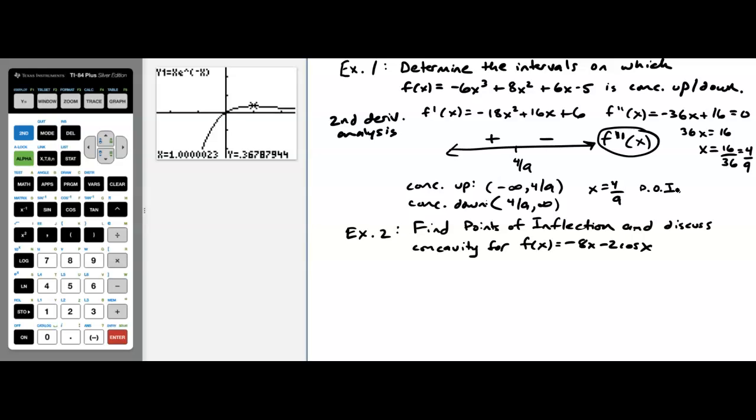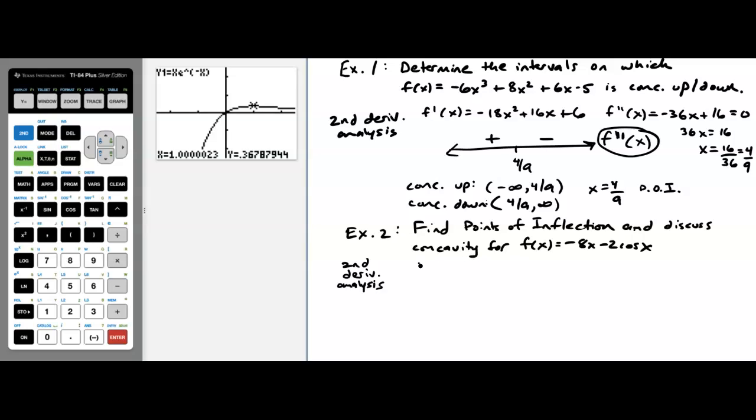So let's go through the same type of thing with a trigonometric function. And with this next one, even though I say find the points of inflection and discuss the concavity, it looks like a different question, but it's really the exact same thing. So once again, here, I'm going to do the second derivative analysis. Whenever you're looking for a point of inflection or you're asked to find the concavity, it's 100% the same.